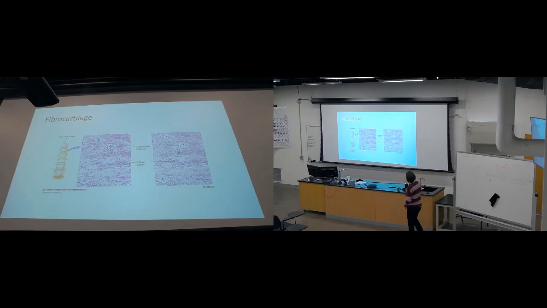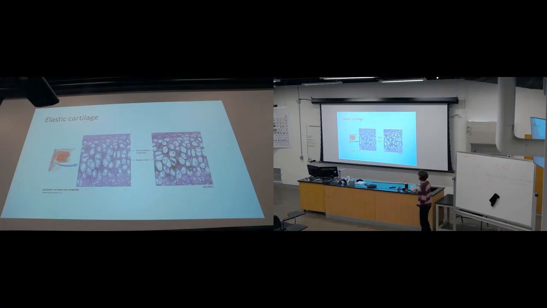So this is how it looks under the microscope. You have a lot of fibers in the extracellular matrix, collagen bundles, and then you have few chondrocytes in the lacunae. So you have more fibers than cells. So that's why it's called fibrocartilage.